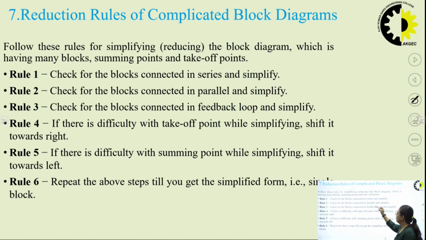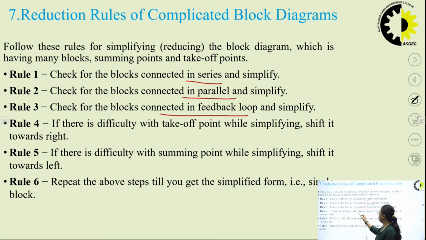So first rule is we have to check for series combination. If two blocks are connected in series, then we have to convert it into a single block and then simplify. Then we'll check for the parallel connection. If there is any parallel connection, then we have to simplify it and convert it into a single block, and then we'll go ahead. And the third one, we'll check for the feedback system. If there is any feedback loop, then we have to convert it into a single block, and then we'll move forward.